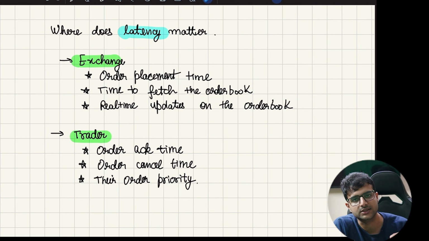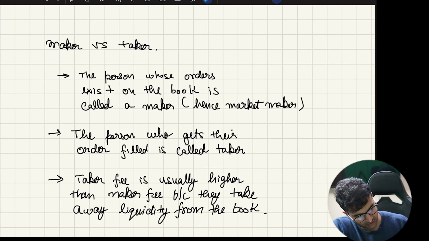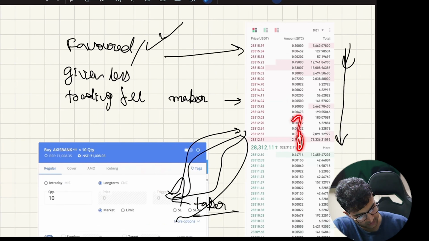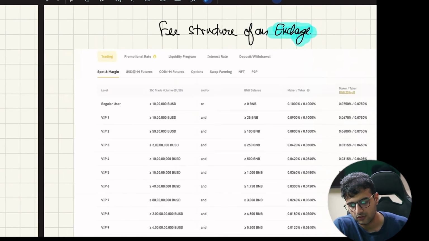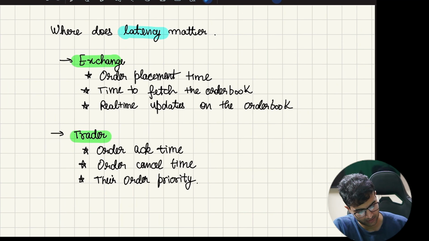The order book never remains the same. It changes very quickly. If you open an order book on Binance, you'll see this sort of chart going up and down like crazy every few milliseconds. So they need to get these updates very quickly. That's the other place where latency matters a lot.